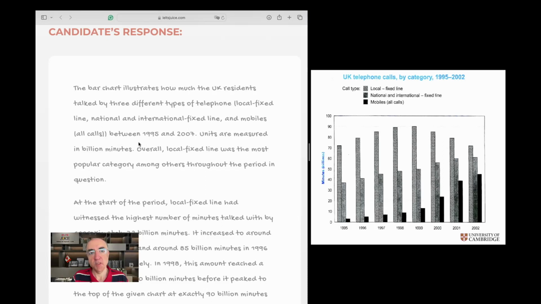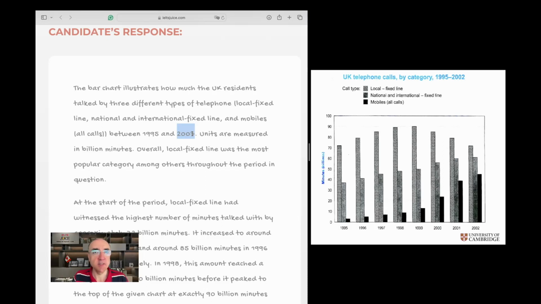Okay, between 1995 and 2007. 2007? No, 2002. Oh my God, that's bad. Immediately, right at the very first sentence, we have a factual mistake. This already affects task achievement a lot. So it goes down from 9 to 6 because we have inaccurate details.